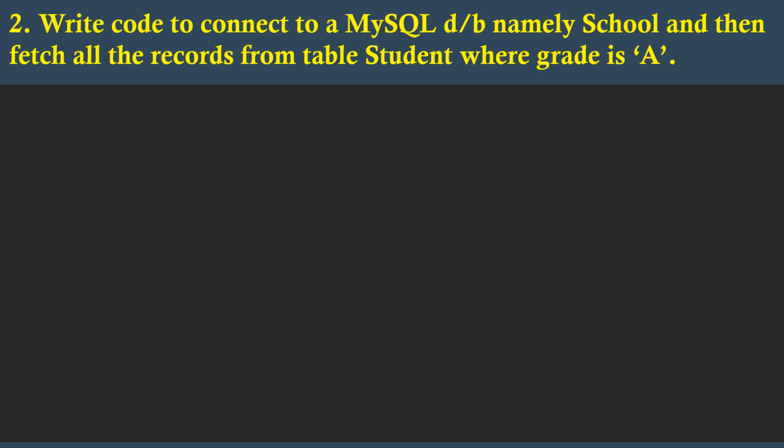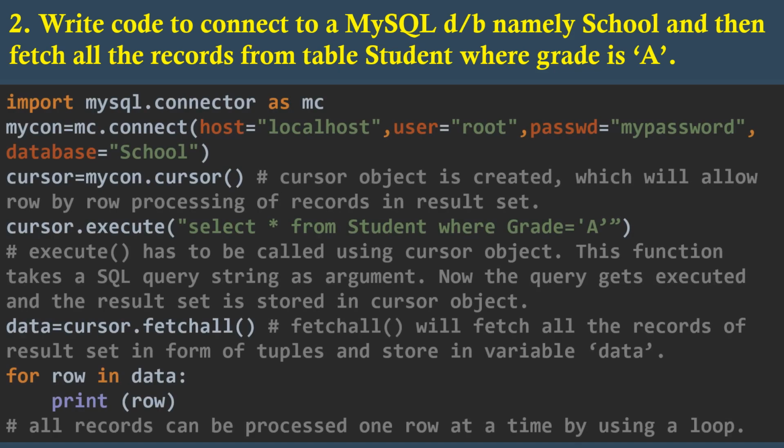The student table is already given in your book, so you can just create a table with the name student with the same values that are given in the book. And you just have to create one database school, and within that you can create this table. Now the next thing is to write the code.